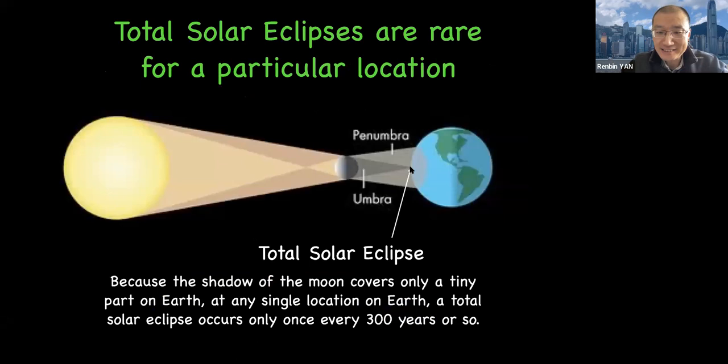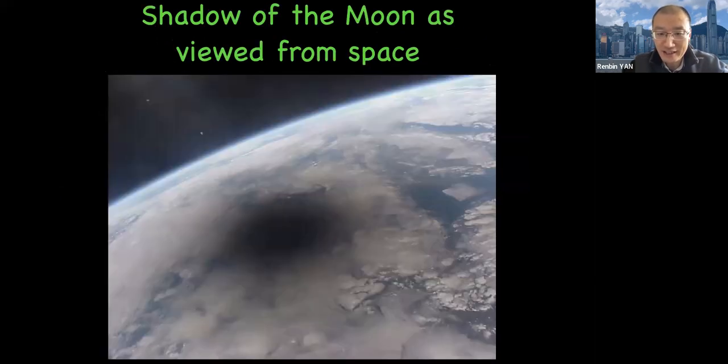And as I said, the total solar eclipse is a very rare event for a particular location on Earth because the shadow covers only a tiny portion. For any given single location on Earth, a total solar eclipse occurs only once every 300 years. So it's a long time.